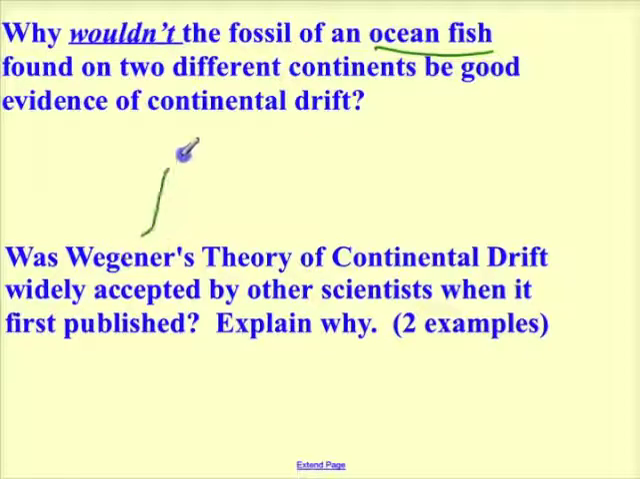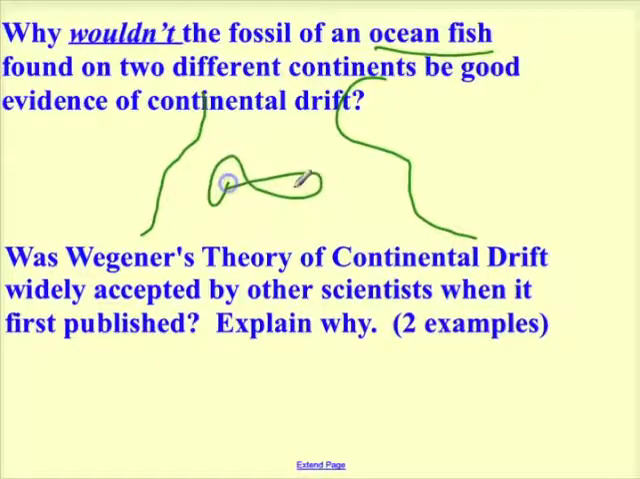If you have South America and you have Africa over here, if you had a fish and that fish was swimming across the ocean this way, would that really be good evidence? No. So when they talk about this question, I have to point out the fact that ocean fish can actually swim across the ocean. So if you found those fossils on both sides of the continent, that would really not be that surprising because the fish can move back and forth.